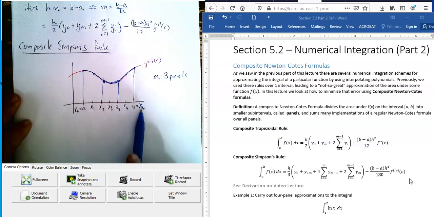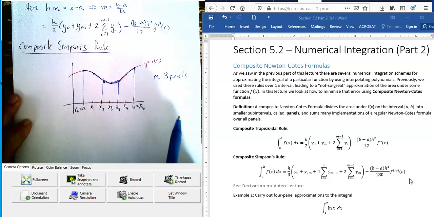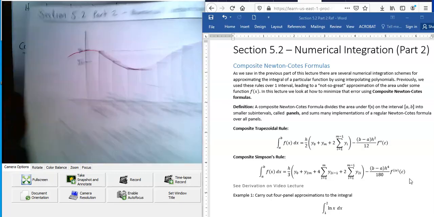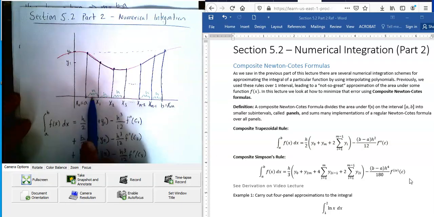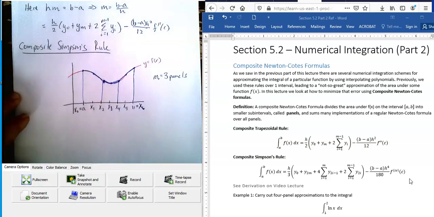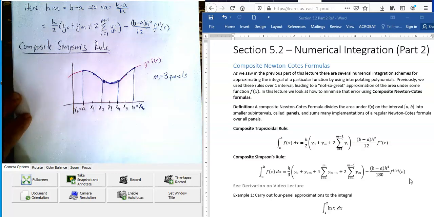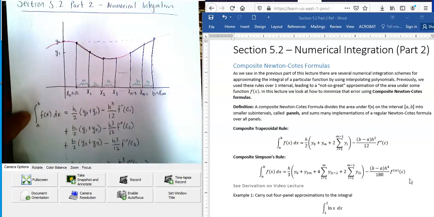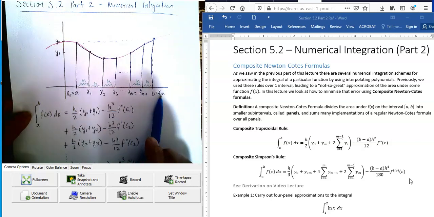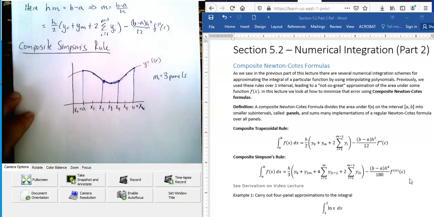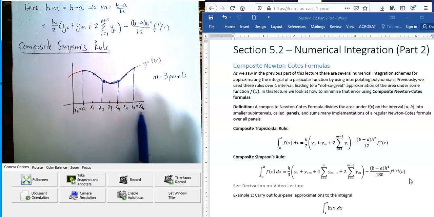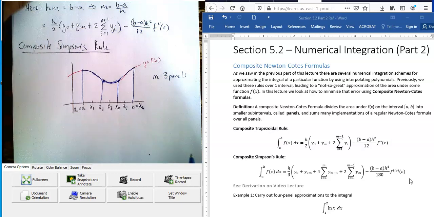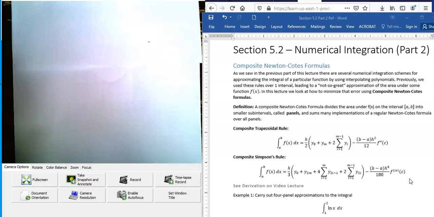Notice that the number of x values will increase. In the trapezoidal rule, we had m panels with m x's. Here's our trapezoidal rule example again. With Simpson's rule, it doubles that. So we have 3 panels, but we have 6 x's. I'm going to generalize that breakdown.